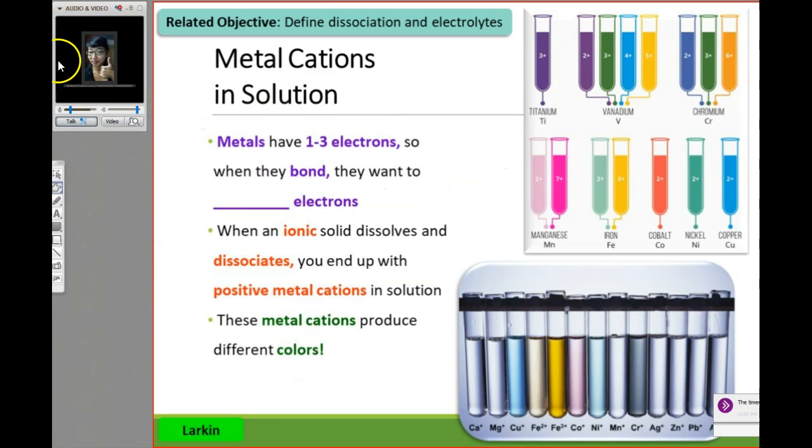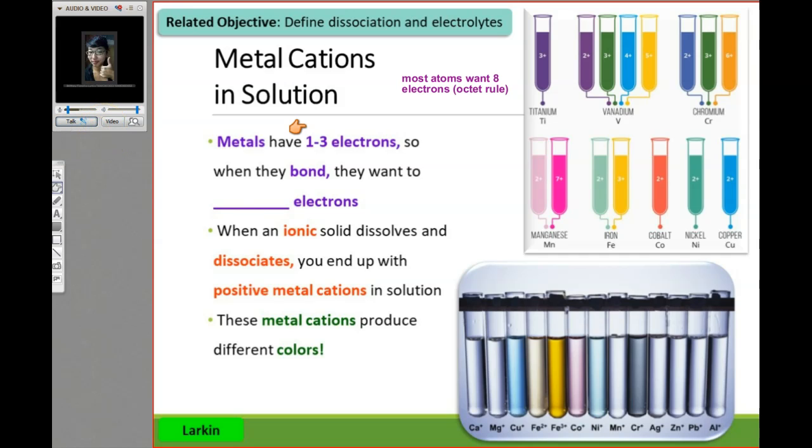All right, everybody. So the next thing I want to talk about is metal cations. Remember we already talked about this in a previous unit: metals have only a few electrons. So when they bond, is it easier to gain a bunch more or to lose the few that you have? Remember we have the octet rule, so most atoms want 8 electrons. So metals, do they want to gain 5 to 7 more, or do they want to lose 1 to 3? Which one is easier?